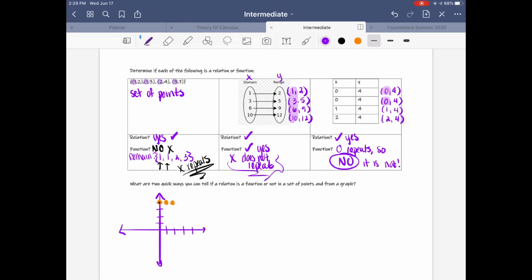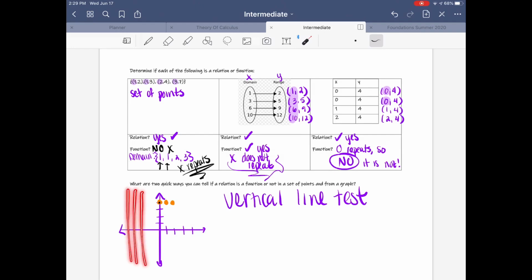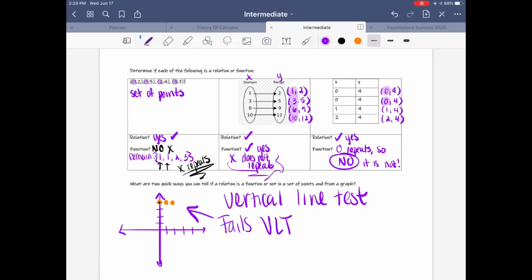So we use what is called a vertical line test. And that means that you take a vertical line and run it through the graph. So you can use your pencil or your hand or something straight up and down, run a vertical line through the graph. And you'll notice right here that my vertical line hits 2 points at the same time. So this fails the vertical line test. Therefore, it is not a function.